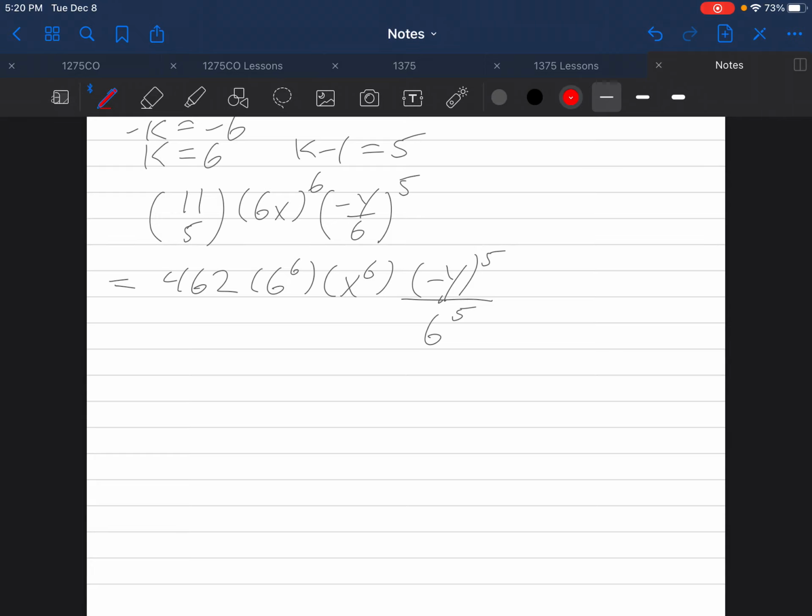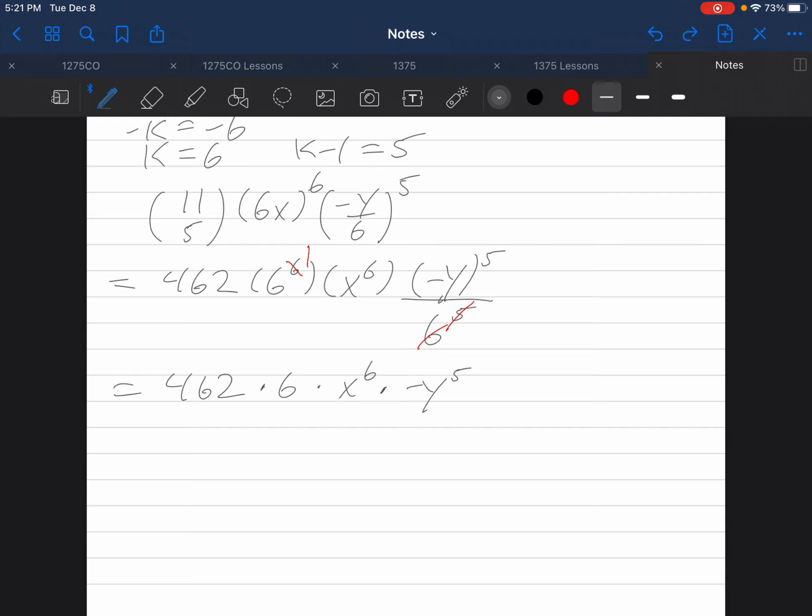So something unique happening here that did not happen before, which is we have 6 to the 6th power on top, 6 to the 5th power on bottom. So that means that these can be crossed out. They can be reduced. Because if you have 6 6s on top, 5 6s on bottom, that reduces to just 6 to the 1st power on the numerator. So that's going to save us some multiplication. So we're going to get 462 times 6 times x to the 6th power times negative y to the 5th power.